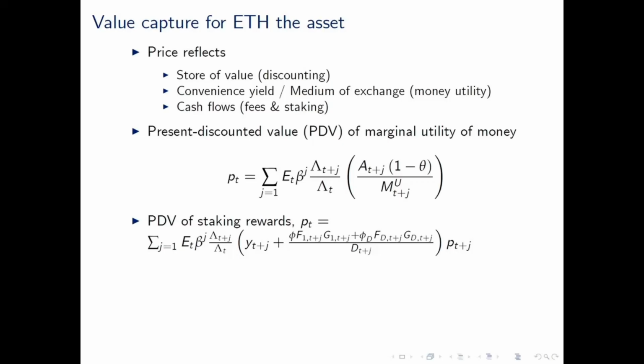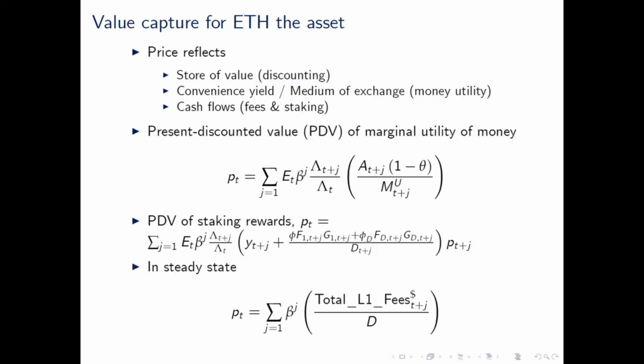Now again, you could use the model to get a restriction on this. If you go to the steady state in the model, then the equation looks like this. In steady state the value is just equal to all the fees. These are the fees from the L1 block space and from the blobs.